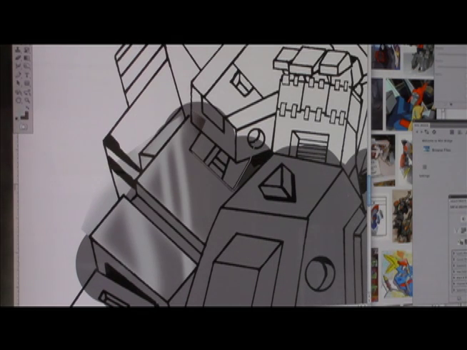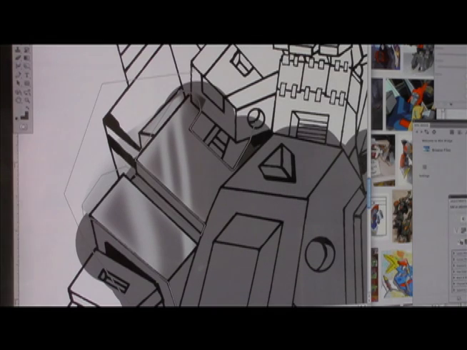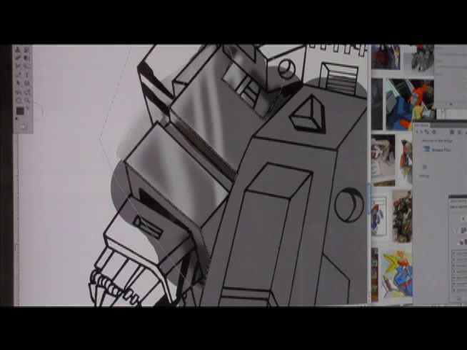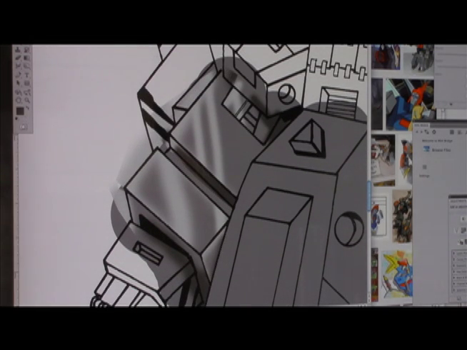Yeah, I've said this before. When you're working with a lot of grays, it's a challenge to keep everything interesting to look at.